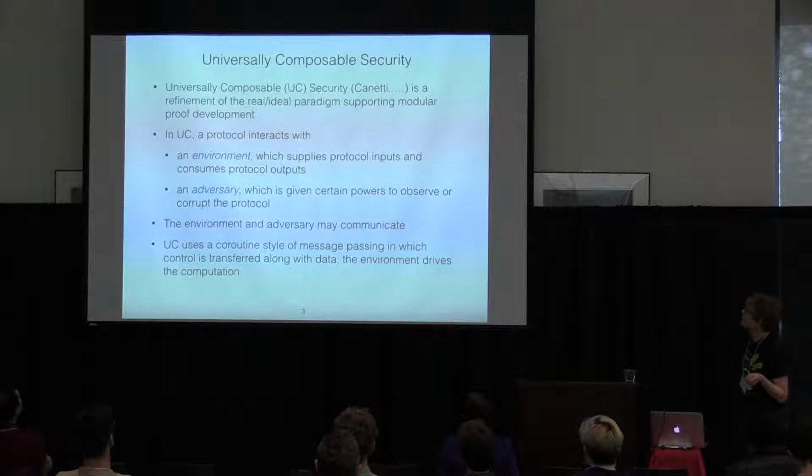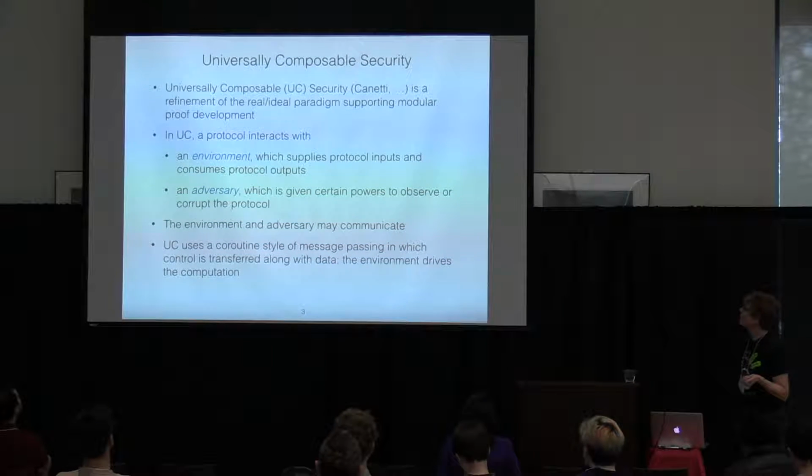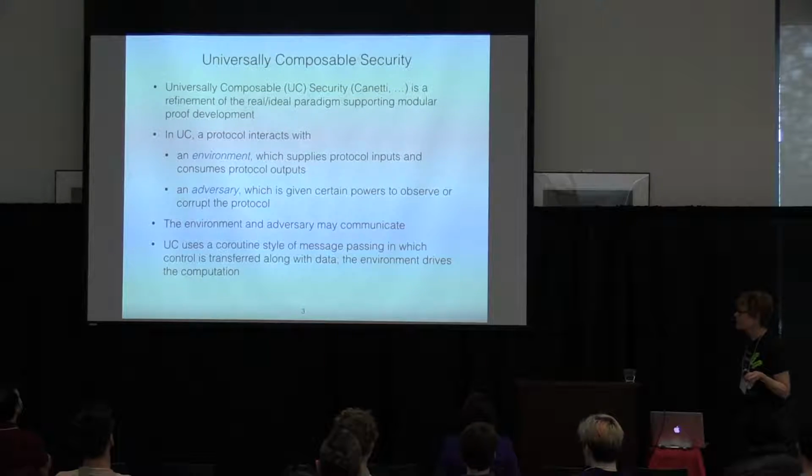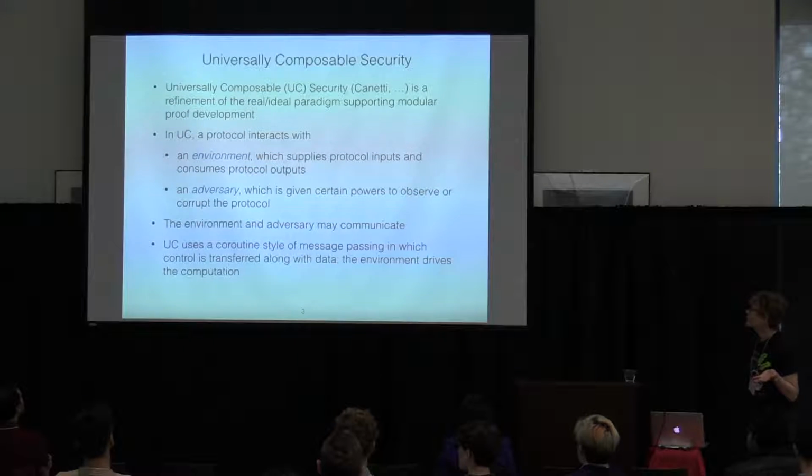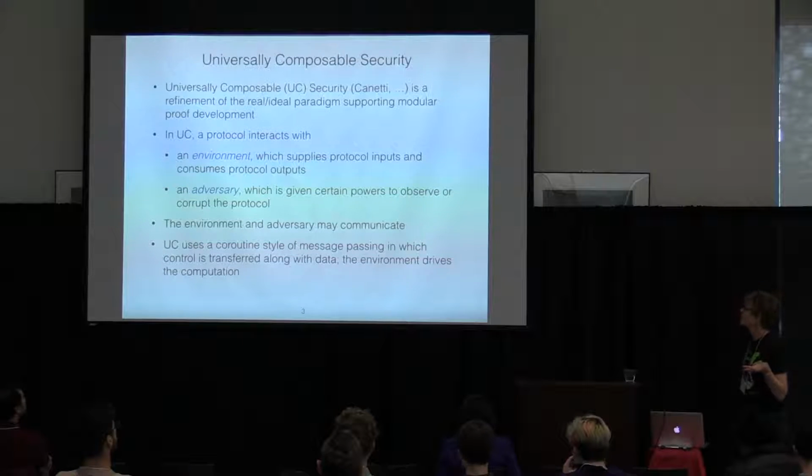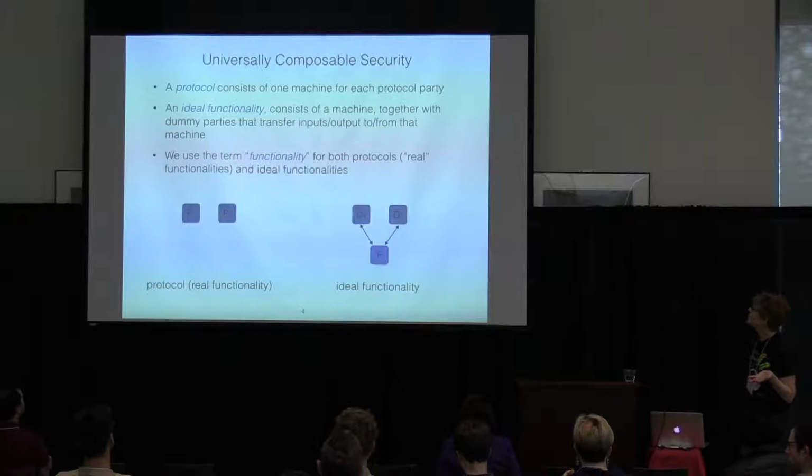And we're going to be working within the universally composable UC security framework of Canetti and others, which is a refinement of the real ideal paradigm that supports modular proof development. In UC, a protocol interacts with two entities, an environment which supplies protocol inputs and consumes their outputs, and an adversary that's given certain powers to observe or corrupt the protocol, and the environment and adversary can work together. UC uses what I would call, as a PL person, a coroutine style of message passing, in which control is transferred along with the data, and the environment drives the show in UC.